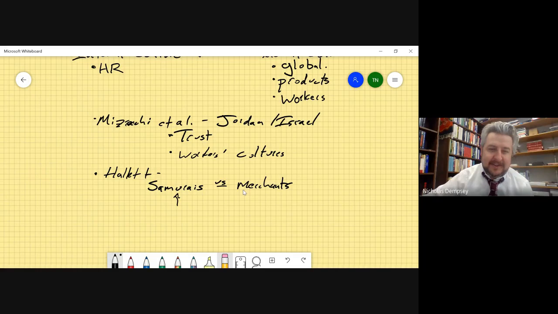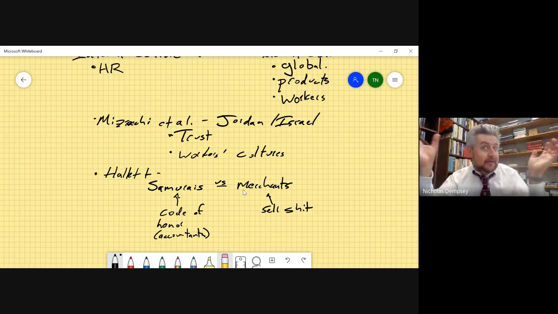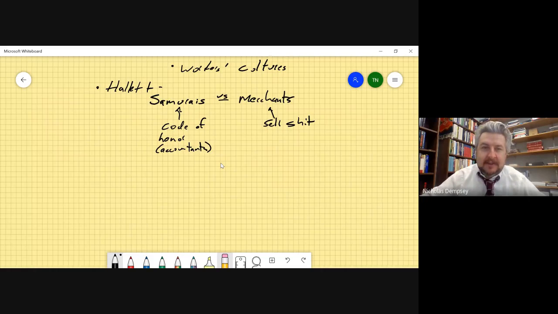samurais have a code of honor. Oh, I even flipped it, right? The samurais were the accountants, and the merchants sell shit, over and above any code of honor, right? Almost without a code of honor. And again, that's the specific within Arthur Andersen, the firm that got pulled down, or sort of pulled themselves down, in the Enron scandal.